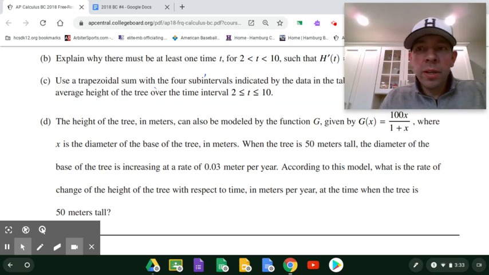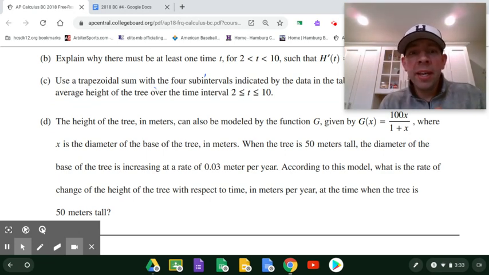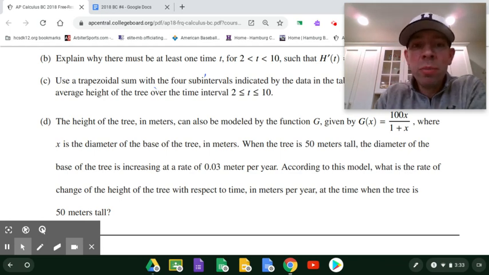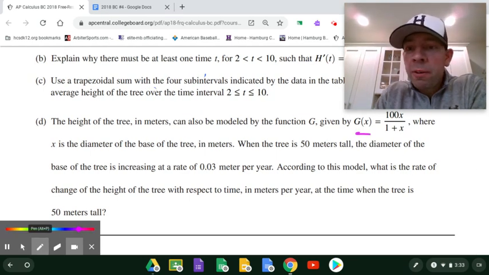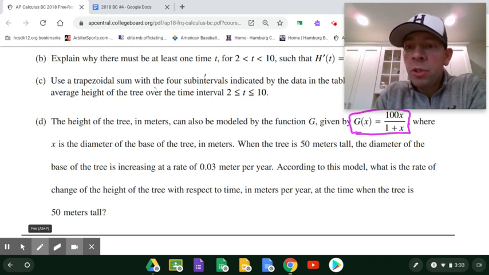All right, we're coming down the home stretch here. We're into part D, and this is very, very common with tabular questions where they're going to magically at some point in the question kind of ditch the table and say, you know what, the height of the tree can also be modeled by this particular function right here. So we're replacing the table. We're done with the table, and we're replacing it with g of x.